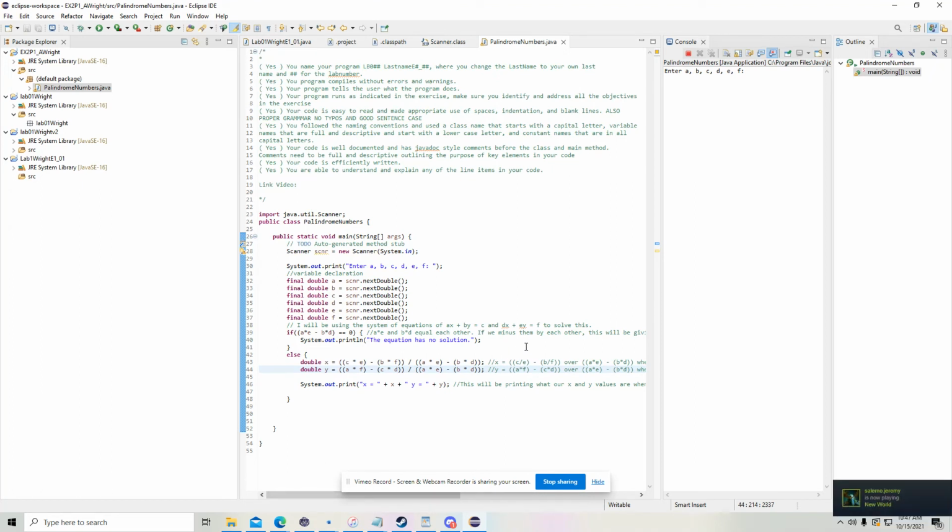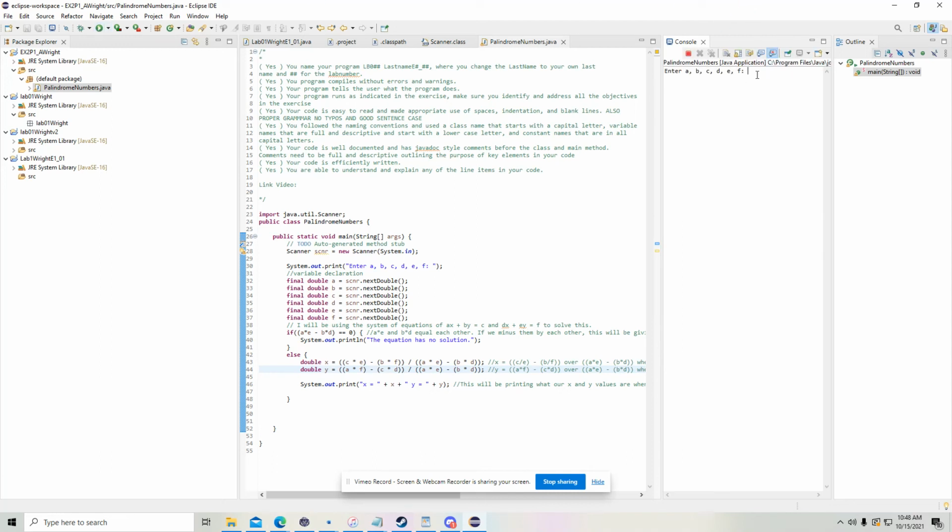Then, to print out our solution, I will just show a case where a times e minus b times d equals 0. So 2, 3, 8, 2, 3, 9. And you can see it has no solution.